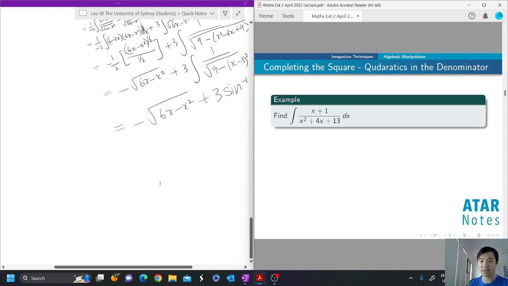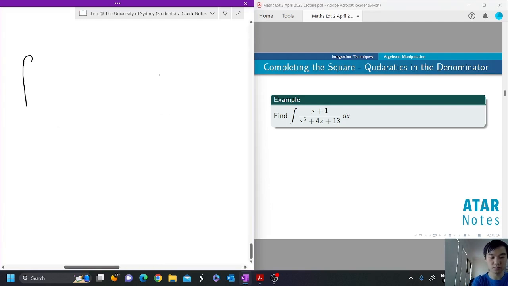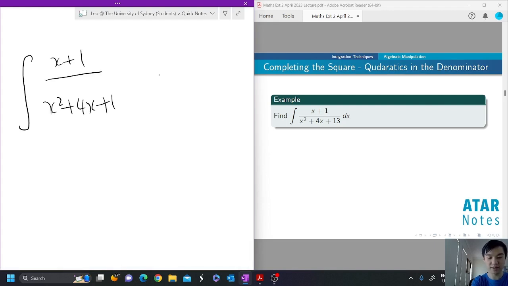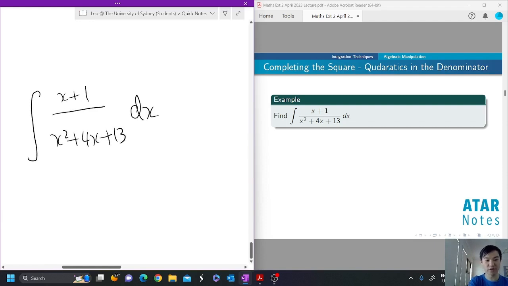So let's try this question now. Let's say we are asked to integrate x plus 1 over x squared plus 4x plus 13 with respect to x. So again, the same sort of guiding principles. We want to, first of all, notice that this thing in the bottom is irreducible. You can't really factorize that.